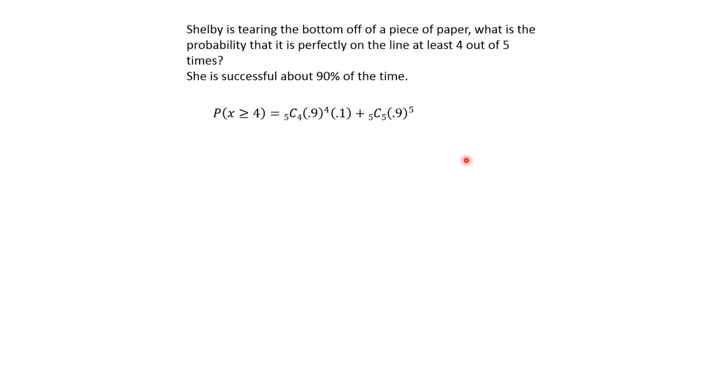Plug them into your calculator, because you're not going to do these by hand. You get about 0.32805 plus 0.59049. Add them together, and at least 4 out of 5 times, Shelby will be successful. 0.91854. About 91% of the time, Shelby will be able to rip those things perfectly 4 out of 5 times. So, good job, Shelby. Anyway, you could have found these completely separate and then just added them together afterwards, too.